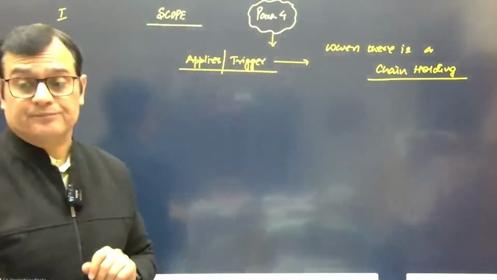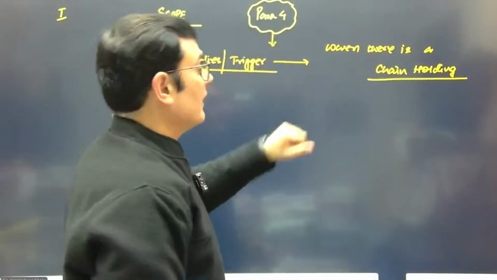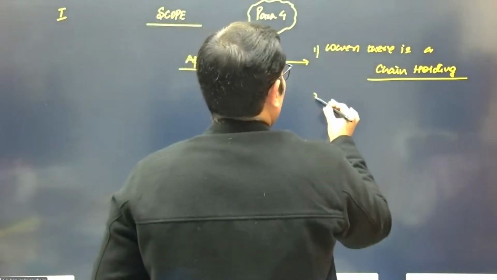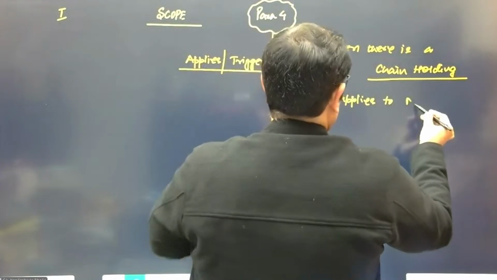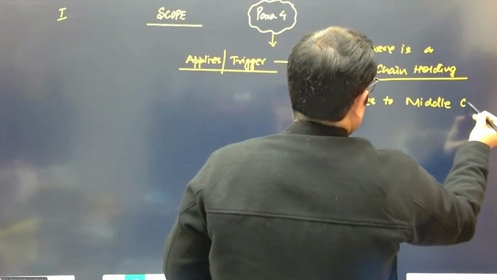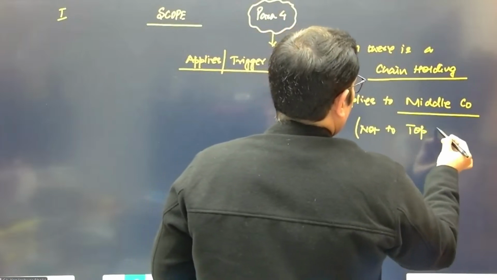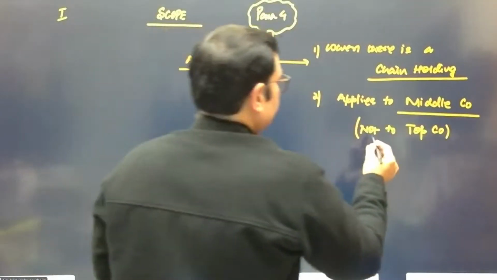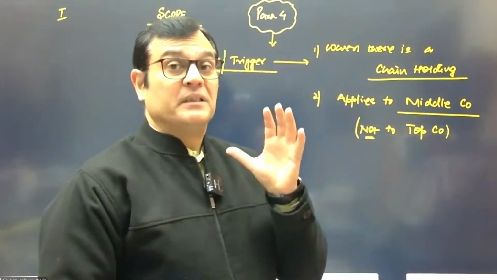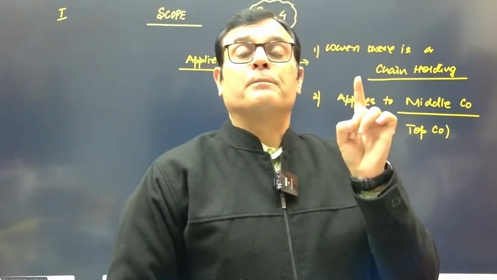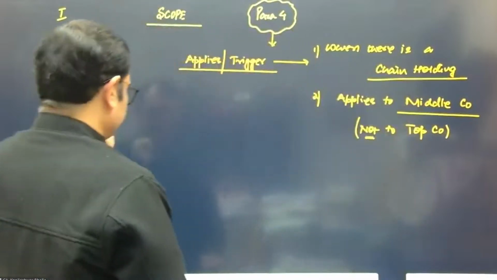So this is one focus point, that para 4 will apply only when there is a chain holding. If there is no chain holding, where A holds B and B holds C, there has to be a chain. So this will apply when there is a chain holding, number 1, and it applies to the middle company. In brackets, let me make a mention, not to the top company. In my example, company A was the top company. It does not apply to the top company, it applies to the middle company. This should be crystal clear in your mind, that para 4 will apply to the middle company. Para 4 applies when there is a chain, otherwise it does not get triggered.